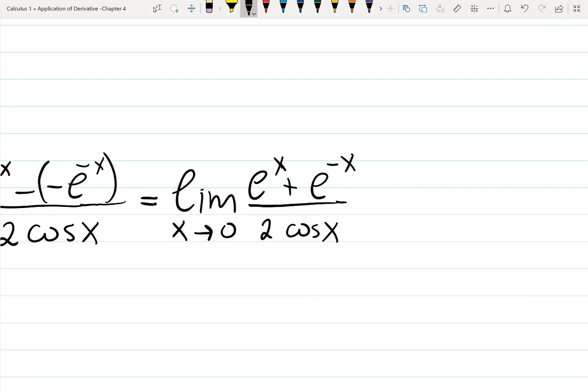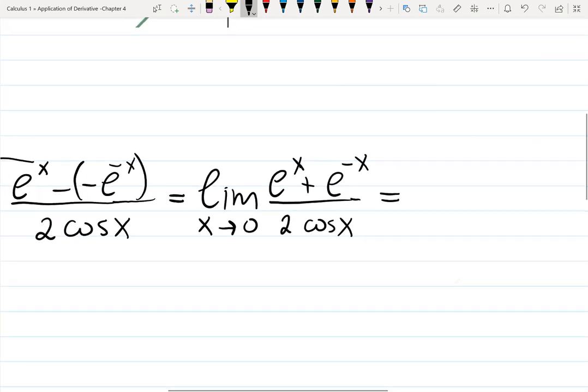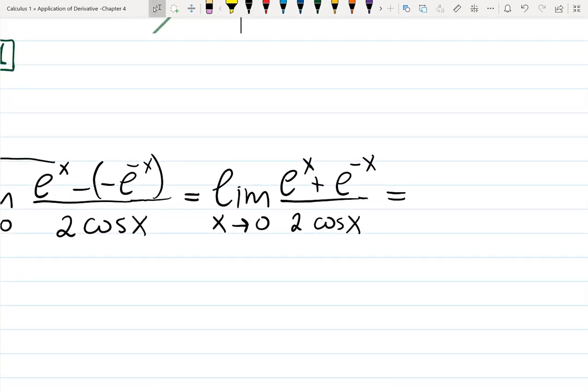Let's check if this helped the situation. When I plug in 0 now, what happens in the top? e to the x is still 1 and e to the minus x is still 1, but 1 plus 1 gives you 2. At the bottom, cosine of 0 is not 0. Cosine of 0 is 1 multiplied by 2 becomes 2. The answer is 1. Very nice example.